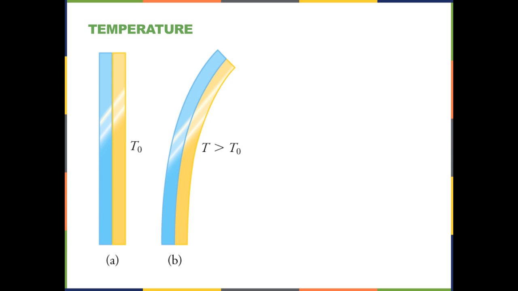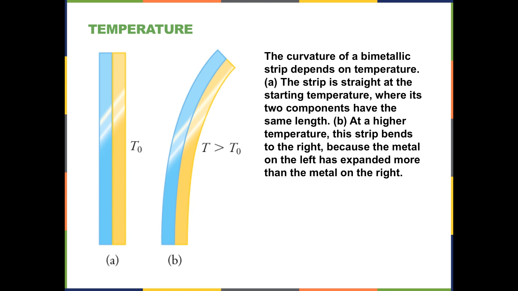Now here we have two substances that start out at an initial temperature and then bend or change temperatures. It's important to note that the second temperature, shown in B, is higher than the first temperature, T0. The two strips are straight when you start, but subsequently at higher temperatures, one of the two strips has a greater expansion than the other. In this case, the blue one has a greater expansion, and this causes the strip to bend to the right.